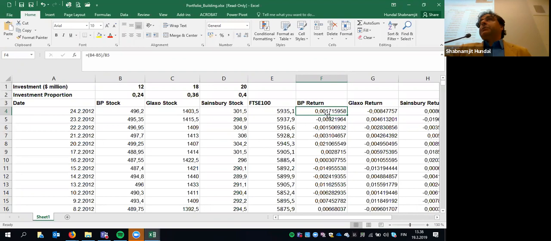These are decimals, right? If I convert this to percentage, it basically means that in just one day, from 23rd to 24th February, the stock price of BP is up by 0.01%. But if you compare the previous prices, you can see that sometimes you're losing, sometimes you're gaining, and so on. So this is the way we deal with it.